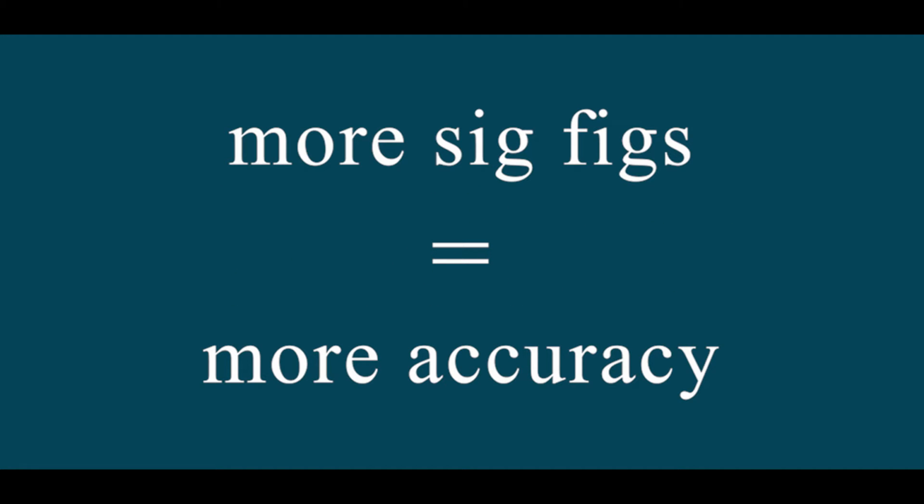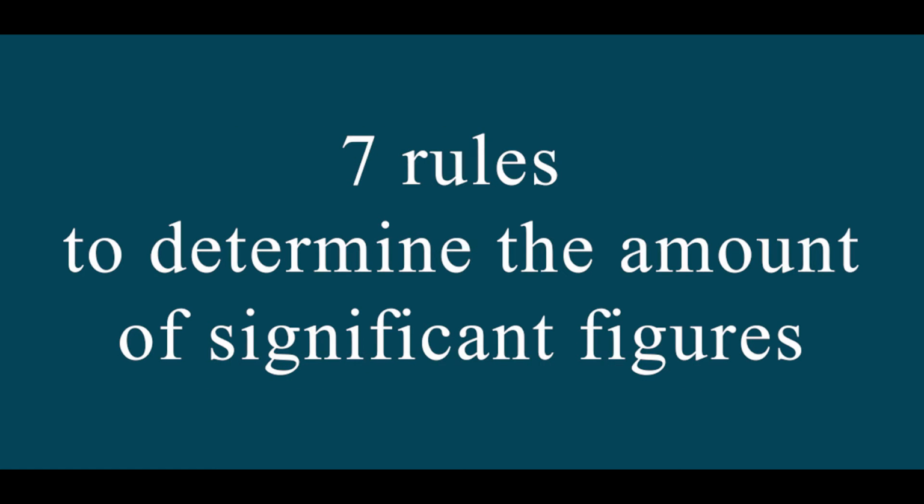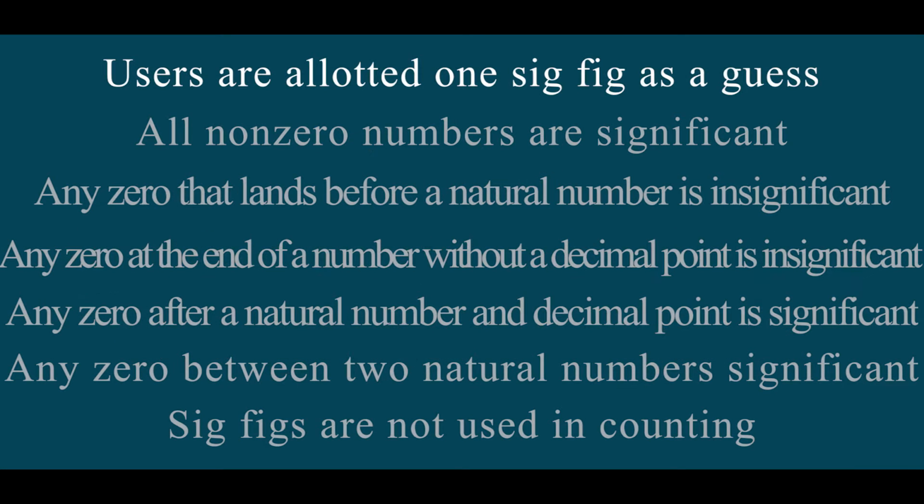For example, 12 centimeters has 2 sig figs, while 45,687 meters has 5 sig figs. The more sig figs a number has, the more accurate it is. To determine how many sig figs a value has, the following rules are in place. Users are allotted one sig fig as a guess.